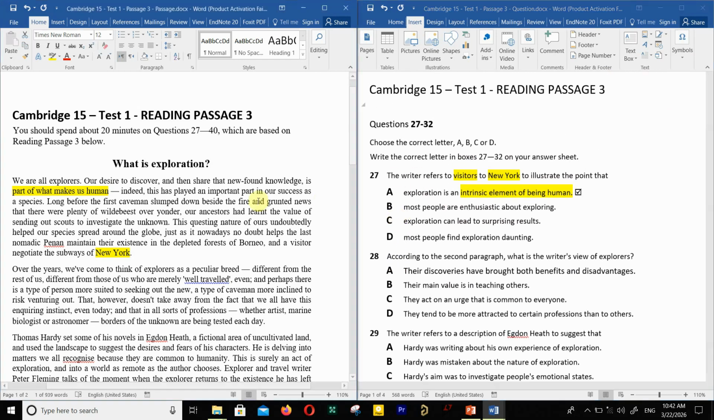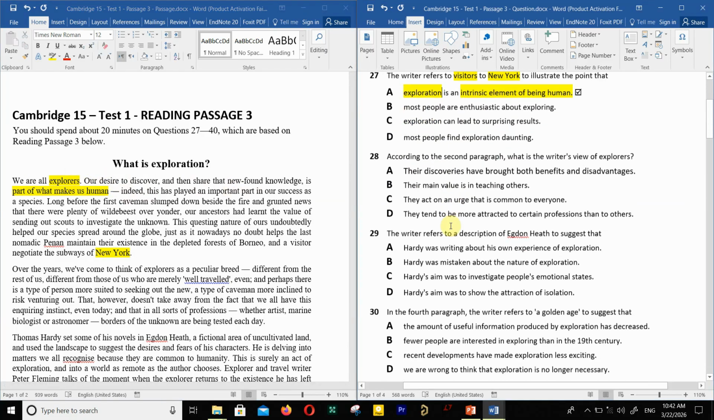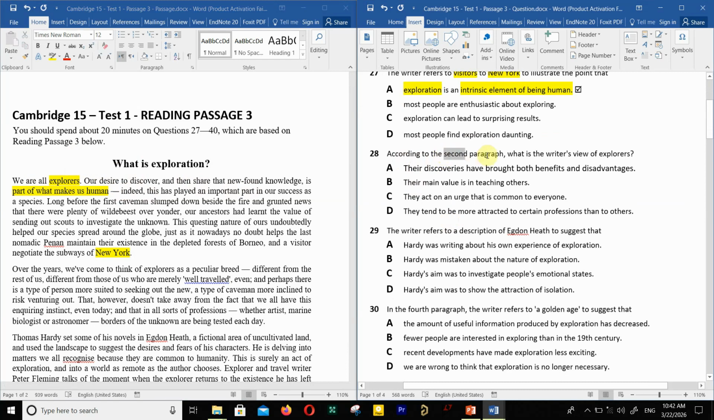Sometimes you have to go through the paragraph and find what has a lot of repetition in the answer. So our desire to discover this knowledge is part of what makes us human. It's about the nature of human beings. And of course, this is about exploration, as at the beginning it says that we are all explorers. These are all the signs of these answers. So question 28. According to the second paragraph, you see paragraph 1, then paragraph 2.